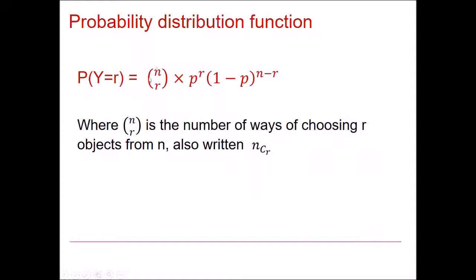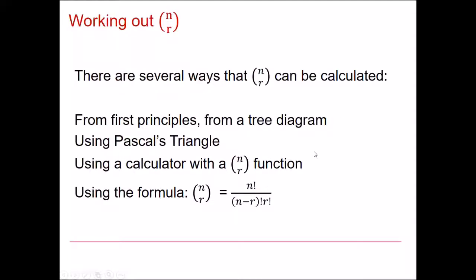Now we need to know how to find this number. So in the previous slide it was 1 4 6 4 1, and there's several different ways you can get this. You can either get them from the tree diagram like we've just done, from Pascal's triangle, which I'll show you in a moment. You may have a calculator with an nCr function, or you can use a formula, which is n factorial over (n minus r) factorial times r factorial.